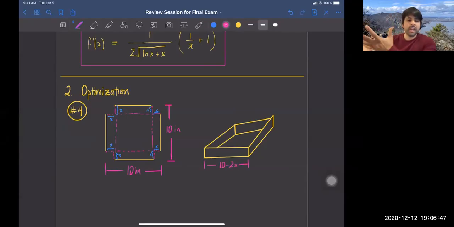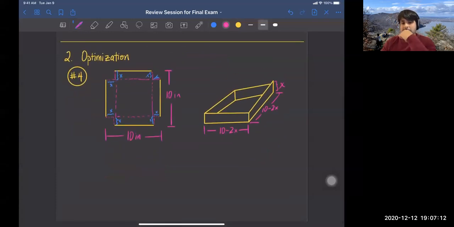And then similarly, because it's a square, this other side also is 10, and we also take away X from it on both sides. So this piece here is 10 minus 2X, correct? And then finally, this piece right here, that flap, is X. So then what do we have? We have a volume, right? We have the equation of the volume.